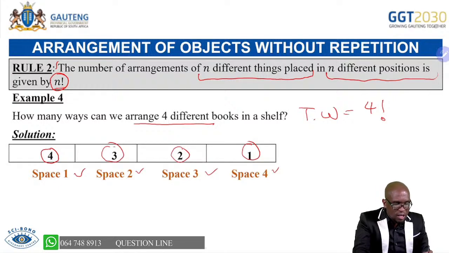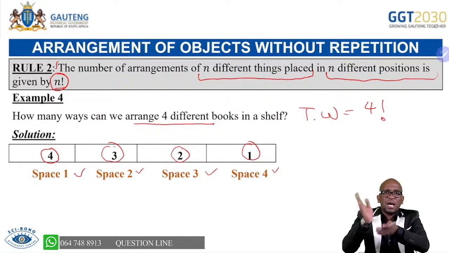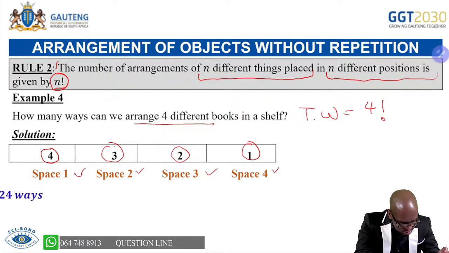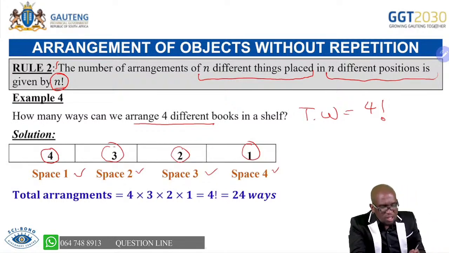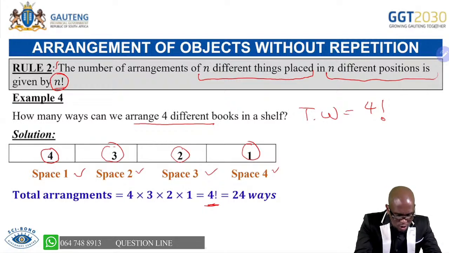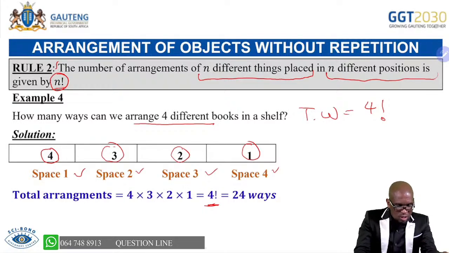By using the fundamental counting principle, we'll multiply the options in the different spaces. So that is 4 times 3 times 2 times 1. That is 4 factorial, as I indicated, which is equal to 24 ways. Good. Now, let's move on.